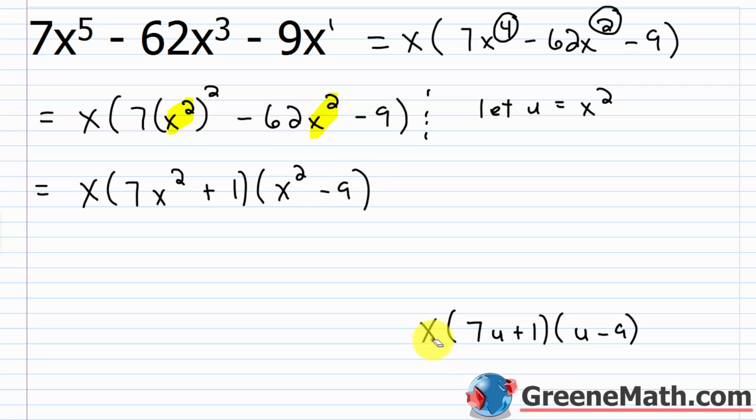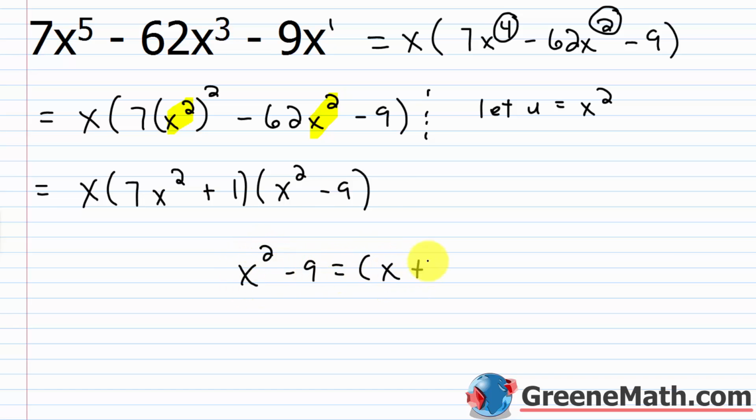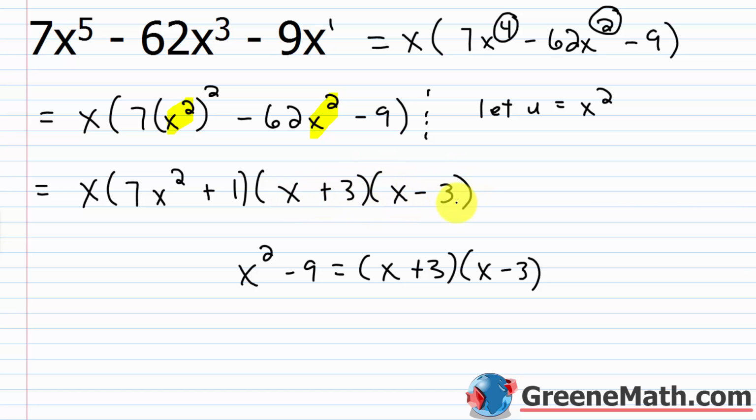Now, am I done? You might think that you're done, but you're not. You always want to look for opportunities to factor further. In this particular case, 7x squared plus 1, I can't do anything with that. Can't do anything with x, but x squared minus 9, what can I do there? That's the difference of squares, right? I have x squared minus basically 3 squared, right? 9 is 3 squared. So I can further factor x squared minus 9 as the quantity x plus 3 times the quantity x minus 3.